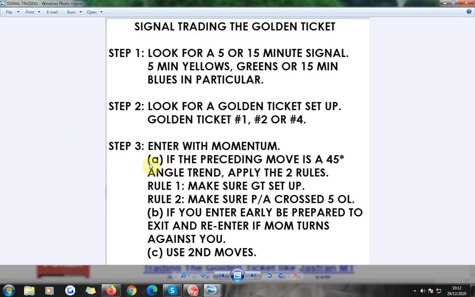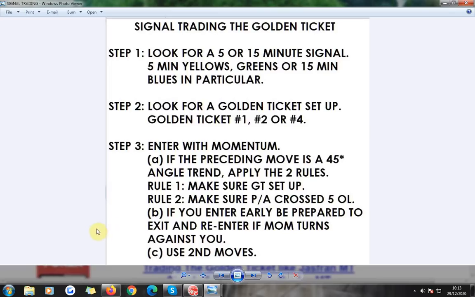Now there are a few points to make on momentum. If the preceding move is a 45-degree angle trend, apply the 2 rules. You know the 2 rules. Now make sure it's a golden ticket setup, and make sure price action has crossed the 5 orange line. Now these are a bit ambiguous, because sometimes the move just goes in one big move, or sometimes it might be a second move.